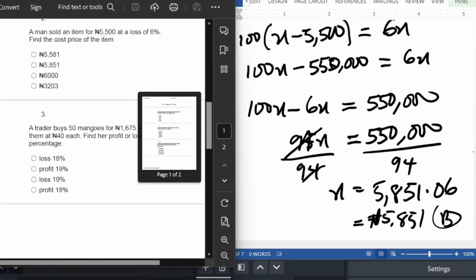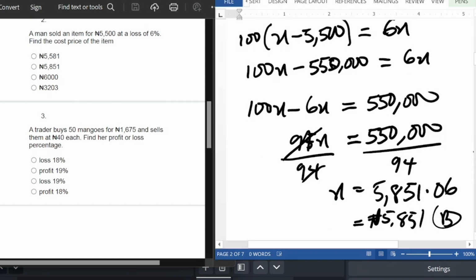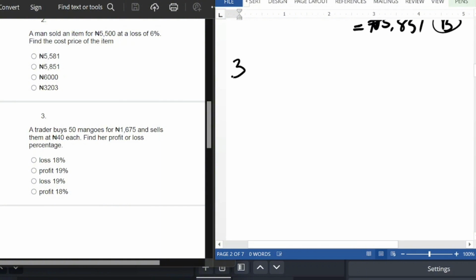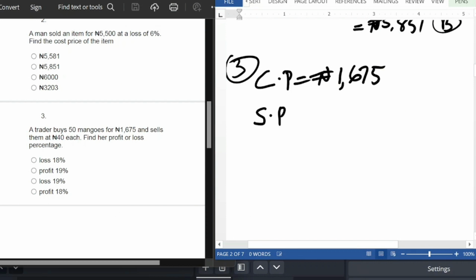Question number 3. We have a trader who buys 50 mangoes for 1,675 naira and sells them at 40 naira each. Does he make a profit or loss? So the first thing is that we have the known cost price, which is 1,675 naira. We need to know the selling price to determine if it's profit or loss. Each mango was sold for 40 naira.